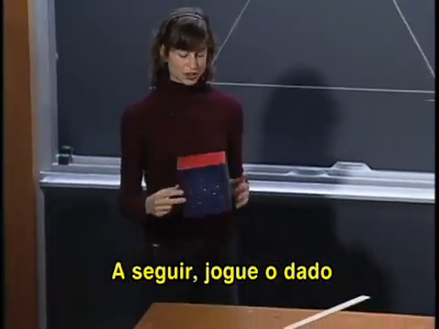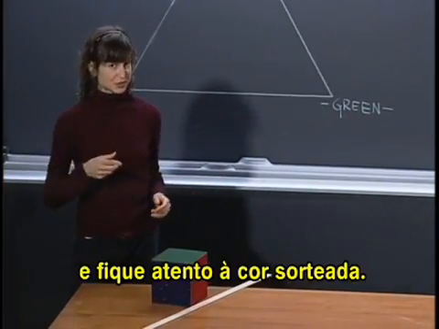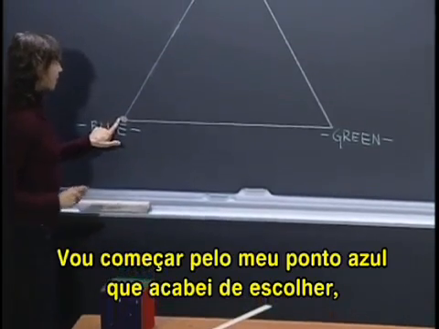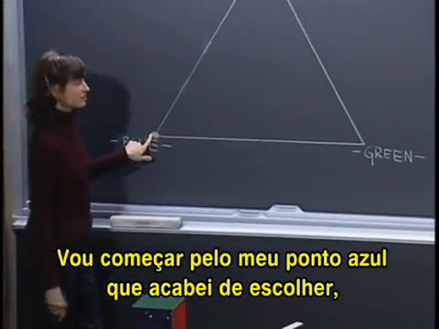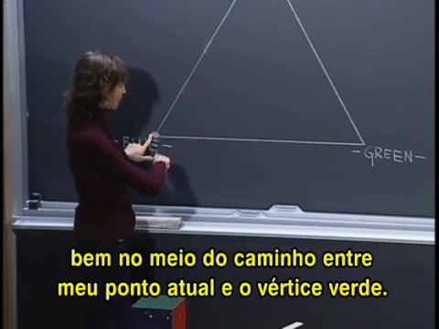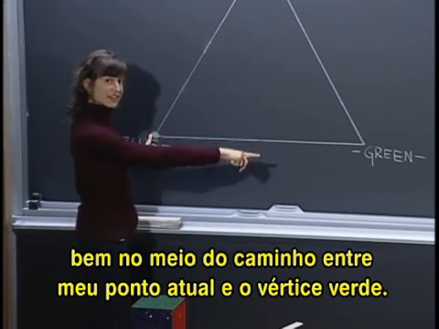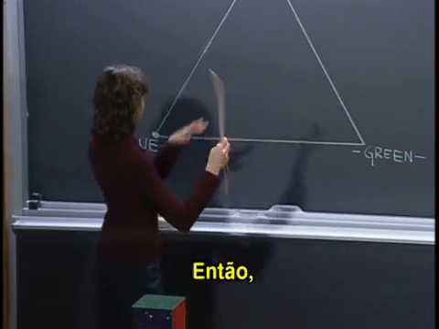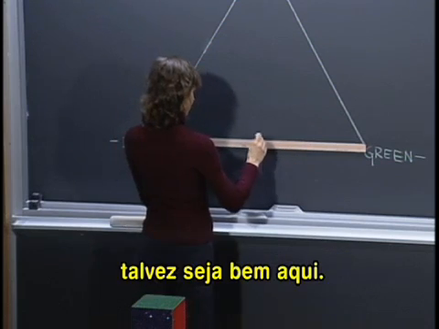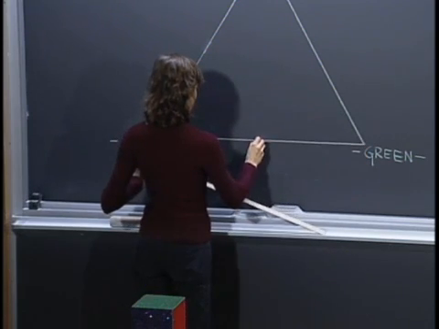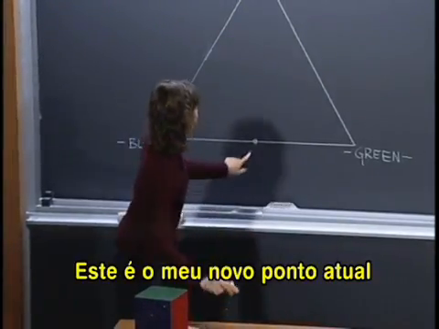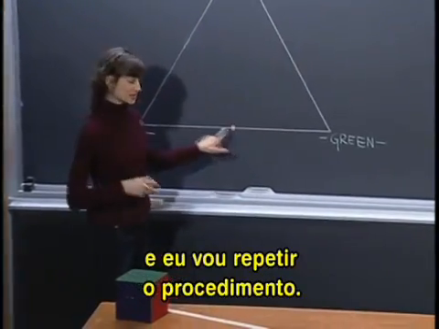Next, roll your die and observe which color comes up. So I've just rolled a green. So what I'll do is I'll start with my blue point that I've just chosen. I'll look at the green corner, and I'll draw a new dot on the triangle halfway between my current point and the green corner. So if I measure roughly halfway, maybe I'll be here, and I draw a new point on my triangle. Now this is my new current point, and I'm going to repeat this procedure again.